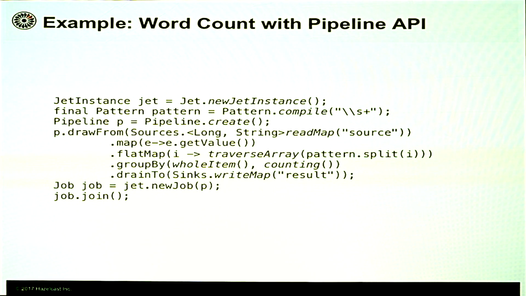You do the mapping, you do flat map. And instead of collect, we have a specific group by method, which we, again, pass a counting method, which does the same thing. Group by counting how many words are there. And then a specific method to drain it to.